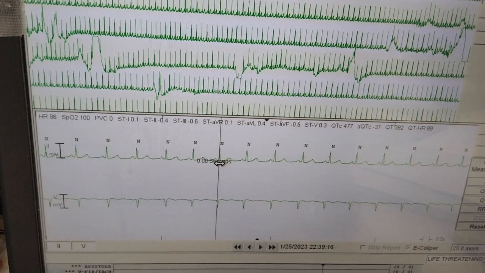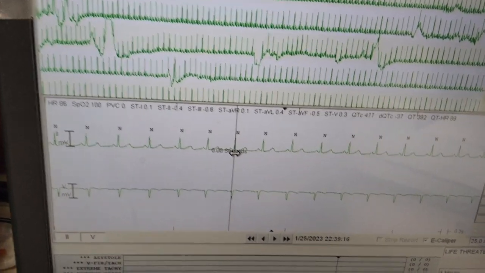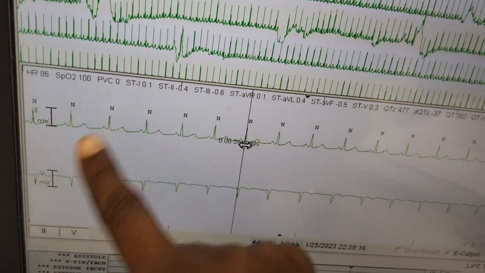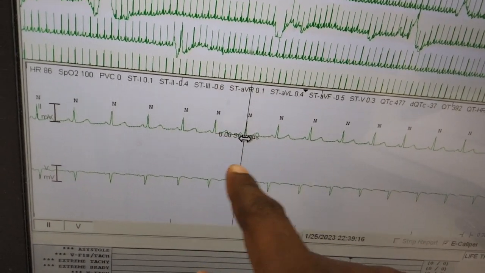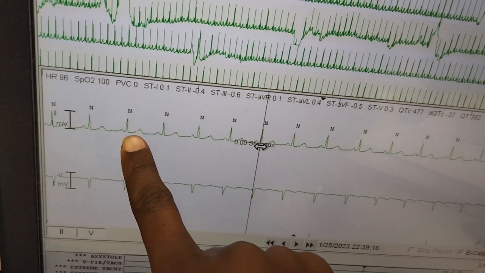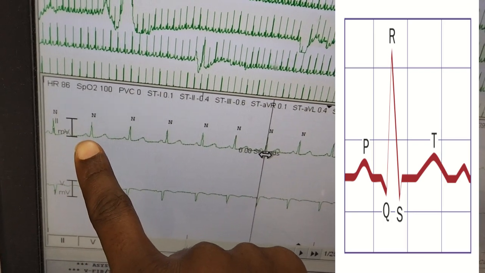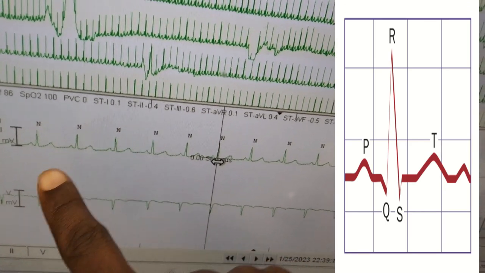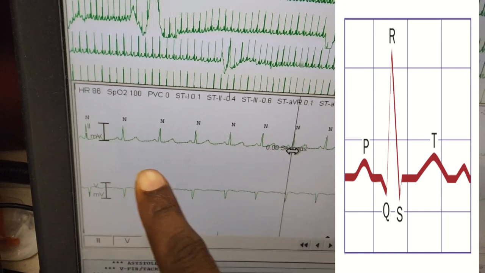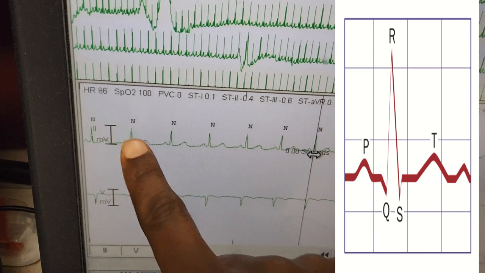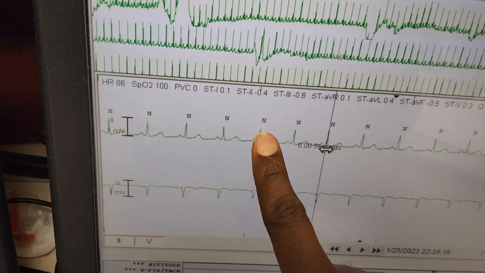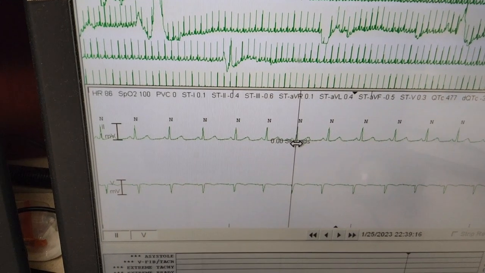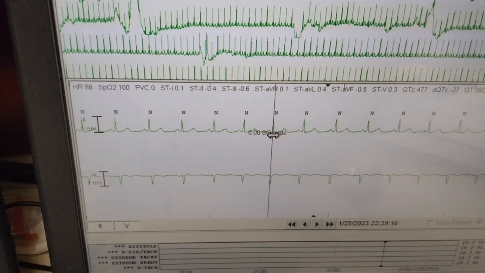So in a 6 second strip, we count the number of R waves, the number of R waves times 10. So we all know the anatomy of the EKG wave. So now let's say this is Q, R, S. So we count the R waves. In this case, the number of R waves in a 6 second strip: 1, 2, 3, 4, 5, 6, 7. That means 7 times 10, that is 70 beats per minute. So the rate is 70 beats per minute.